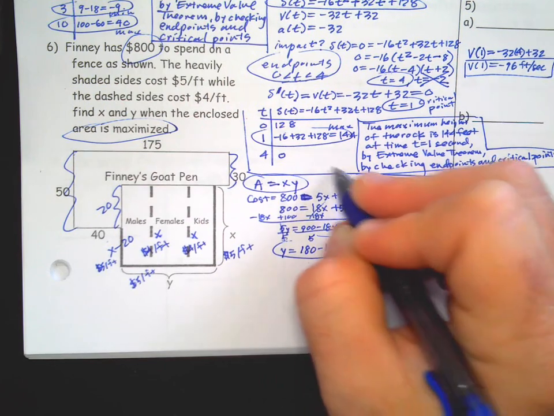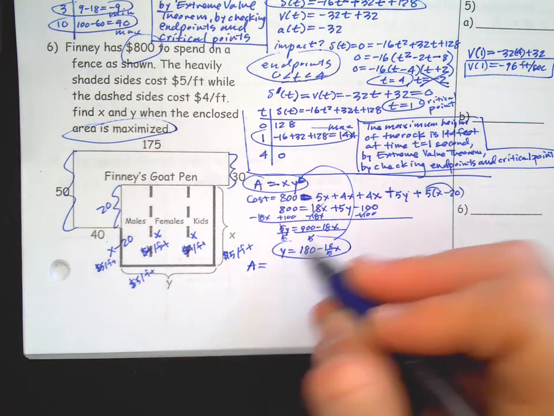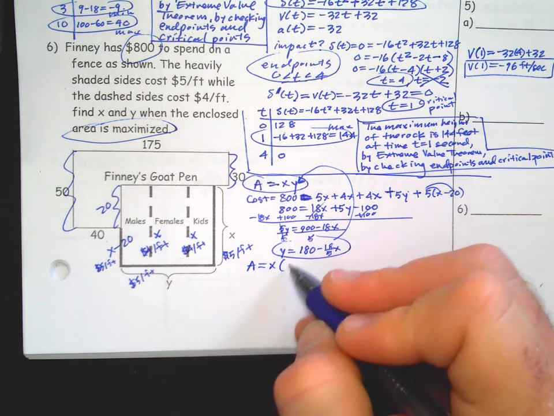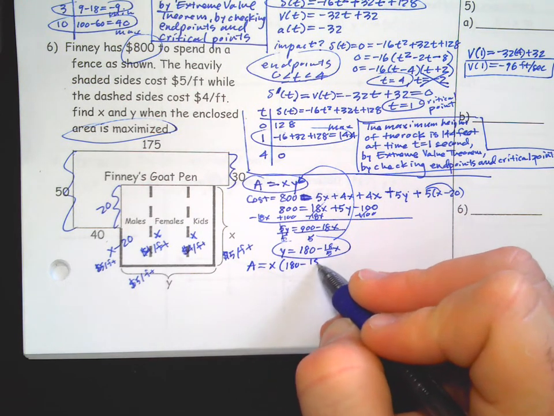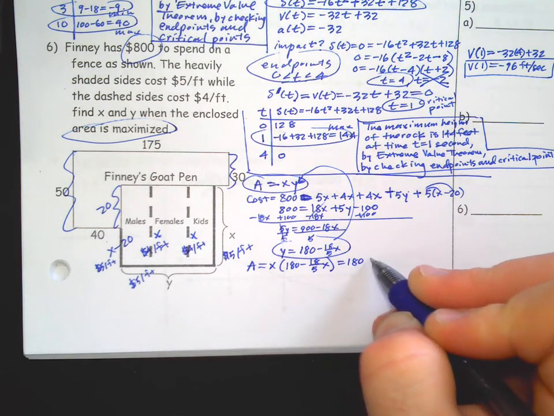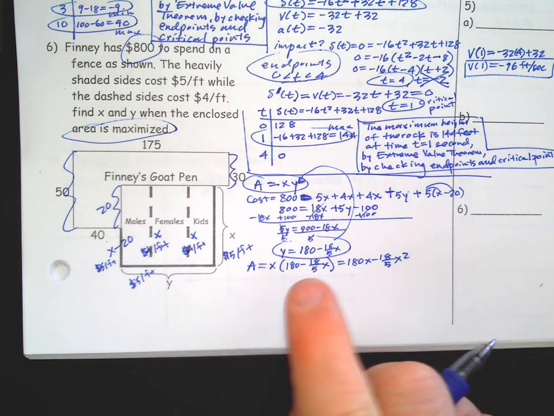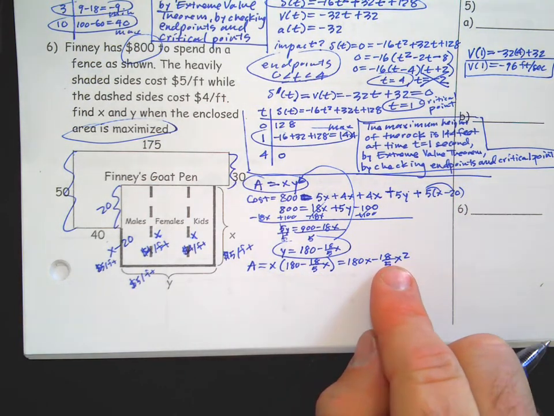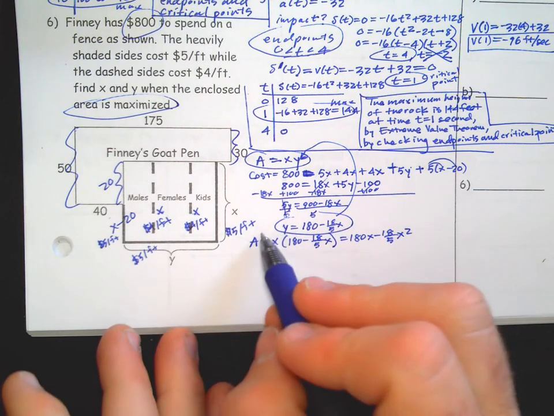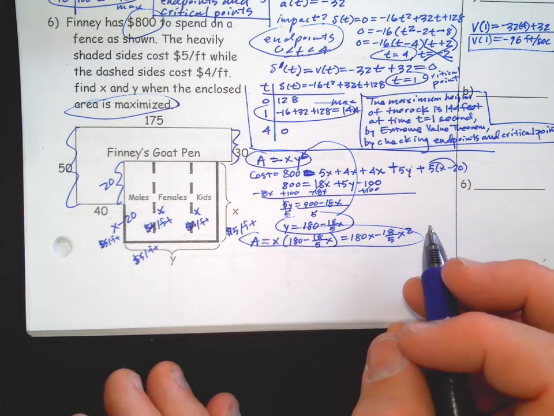Okay, and we're going to plug that back in up here to get our equation purely in terms of x. So this is going to be x times (180 minus 18/5 x), which is also 180x minus 18/5 x squared. Now I'm going to use this in my table and for my derivative. So we now have an equation in terms of one variable. No calculus, lots of geometry and algebra.